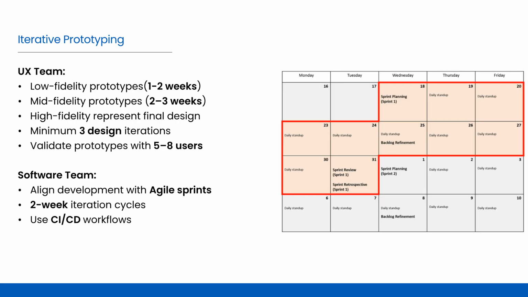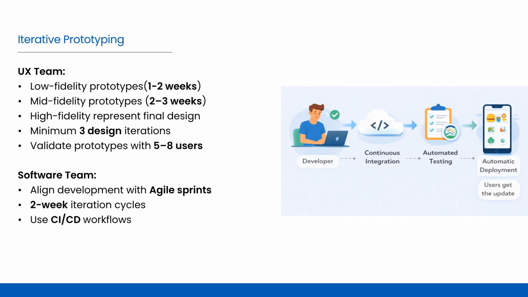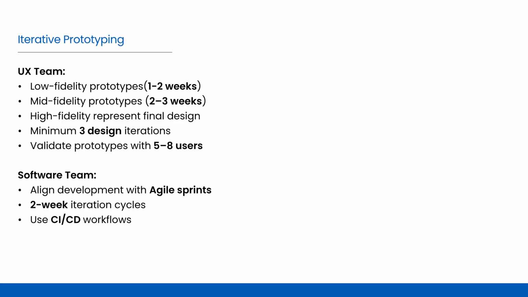The software team must align development with agile sprint cycles. Development iterations must follow 2-week sprint timelines, ensuring consistent progress. Feedback from usability testing must be integrated every 1 to 2 sprints using continuous integration, continuous delivery. A CI/CD workflow is a process where code changes are automatically built, tested, and deployed to ensure fast and reliable updates. For example, when a developer updates a food ordering app, the system automatically tests the code and deploys it, so users get the update without manual effort.